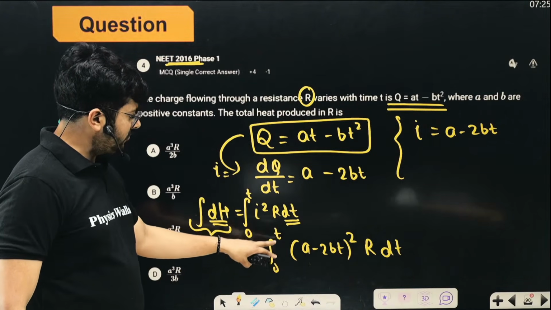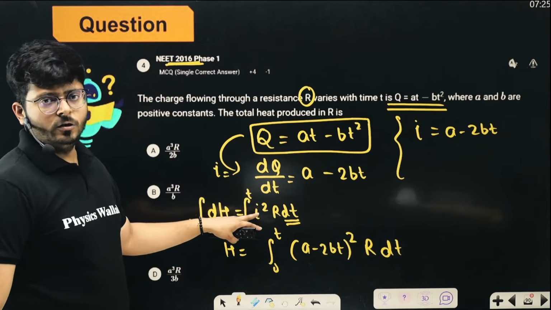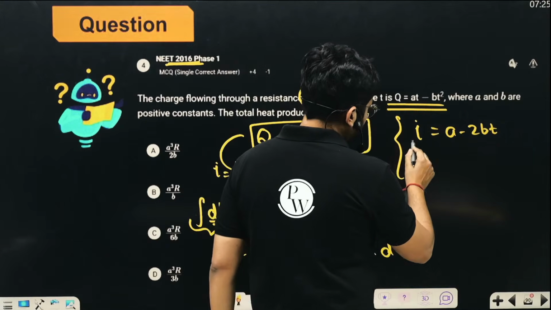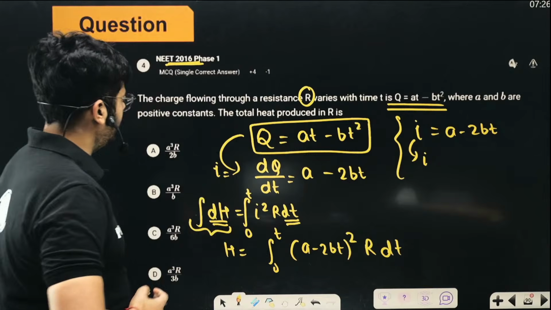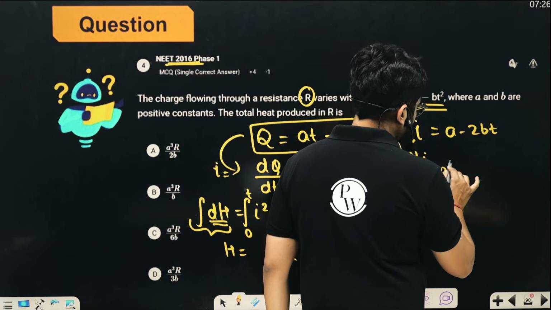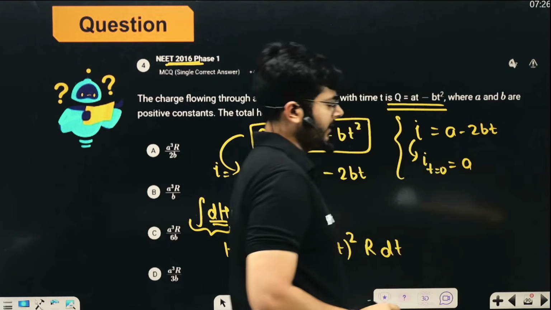These are the limits of the current, right? So you need to know what will be the values of current. You see that the current at t equals 0 will be a minus 2b into 0, which is a, right?